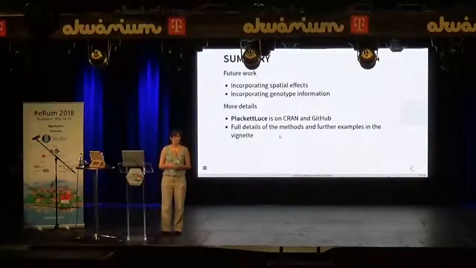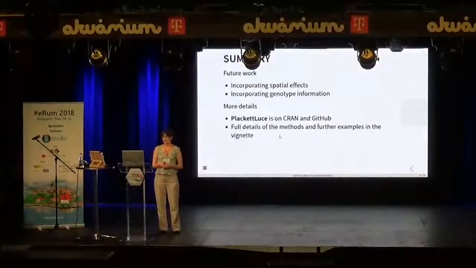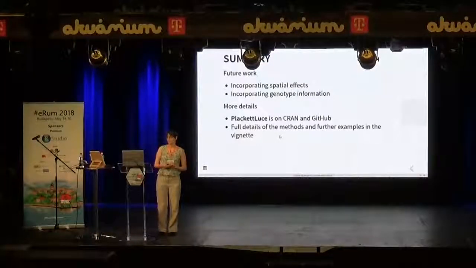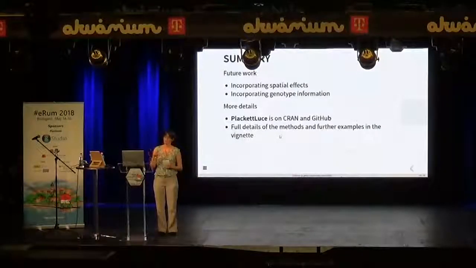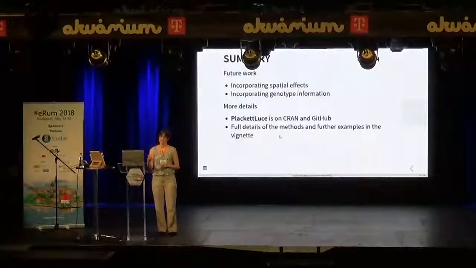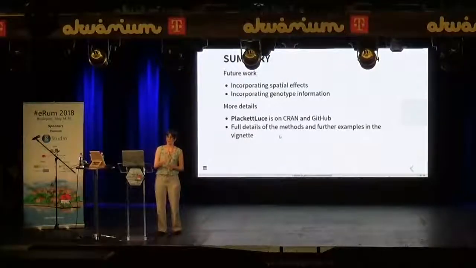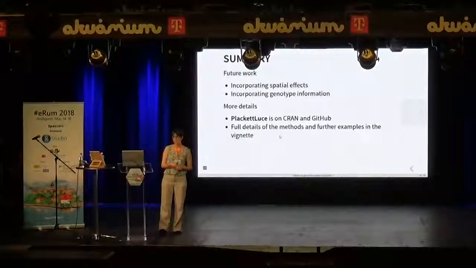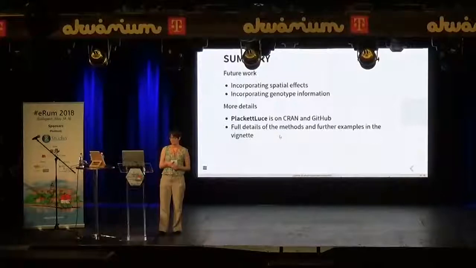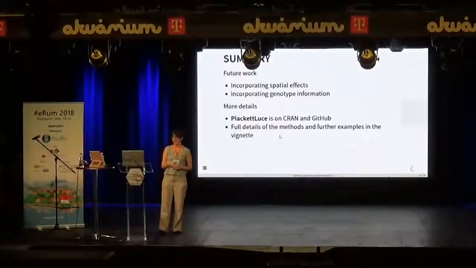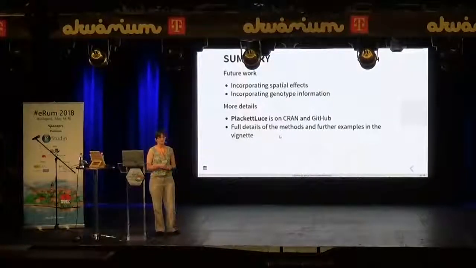So that's an overview of what the package can do, and we have a few ideas of further work we'd like to do, and we already have plans. There's an MSc student that's going to be looking at incorporating spatial effects, and I hope to be looking later in the year at incorporating genotype information. Plackett-Luce is on CRAN and GitHub, and there's even more detail in the vignettes if you'd like to follow up.